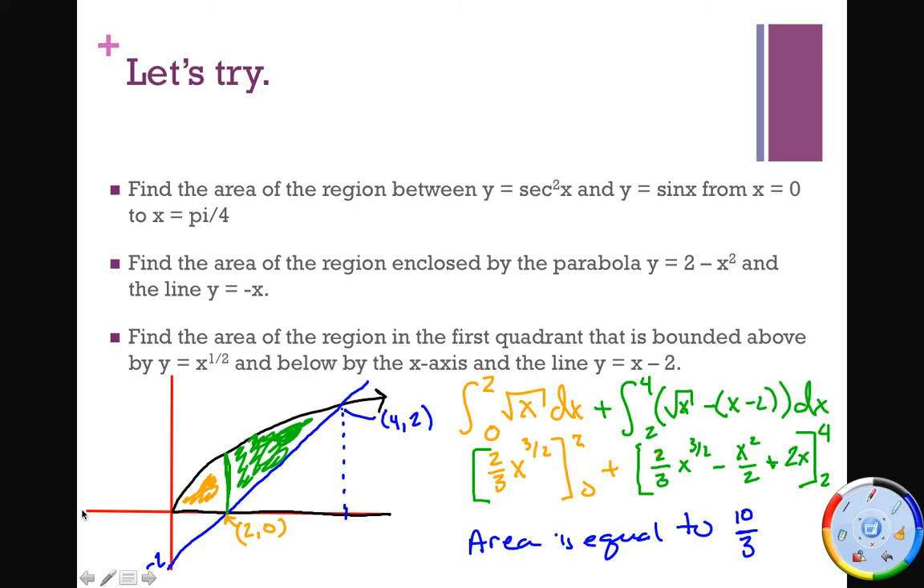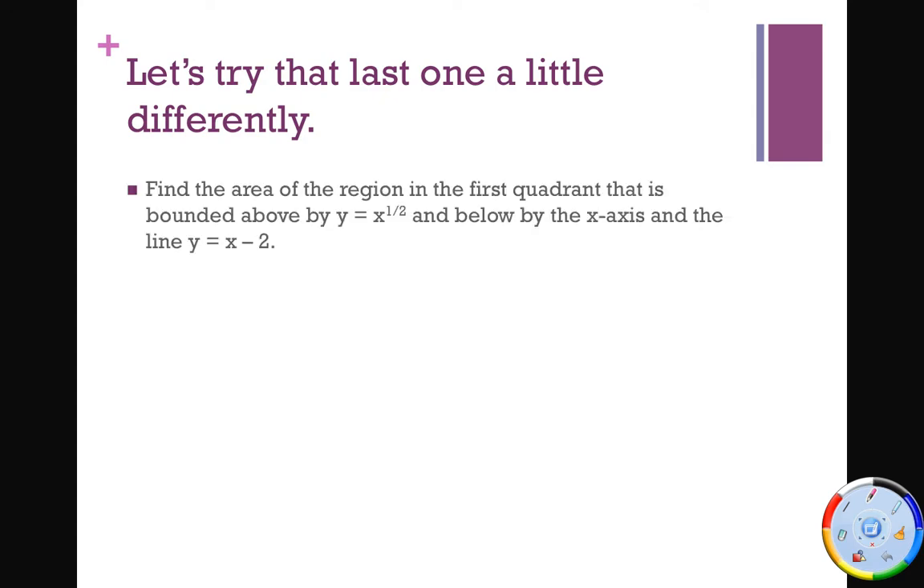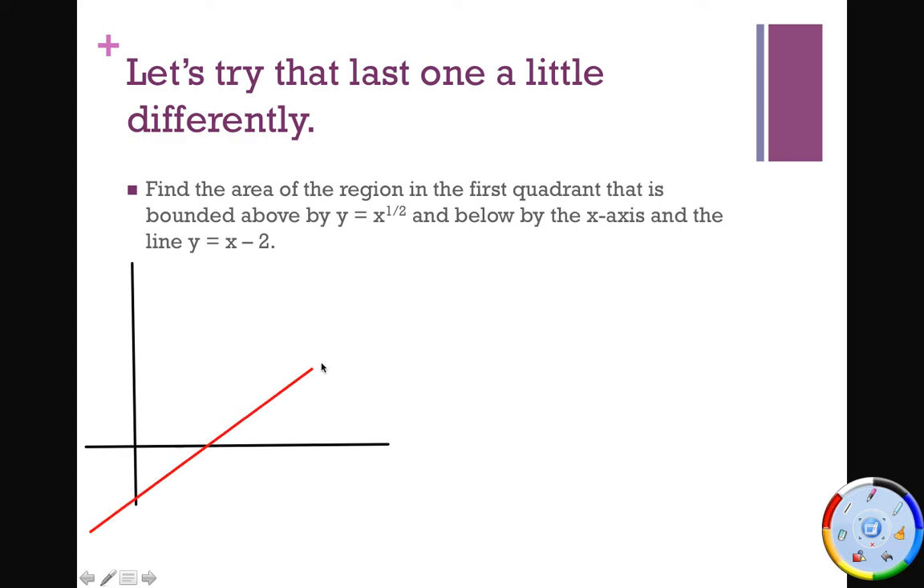All right, so let's think about this. Let's say this is 10/3. Let's go on to our next problem. What we're going to do now is try that same problem a little bit differently. So looking at that particular graph again, go red with that line, and we'll go blue with the square root function again.